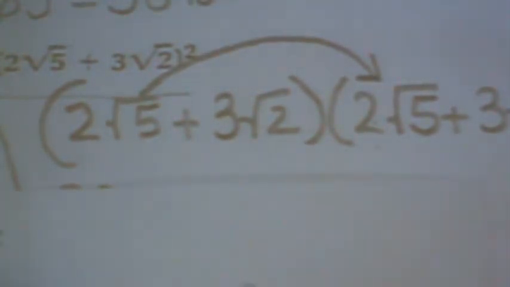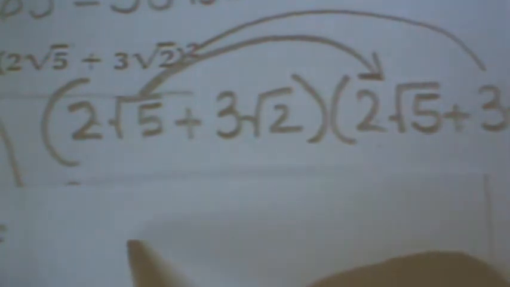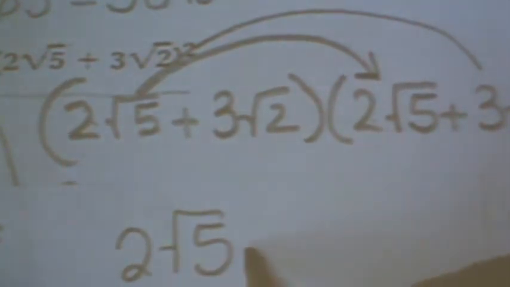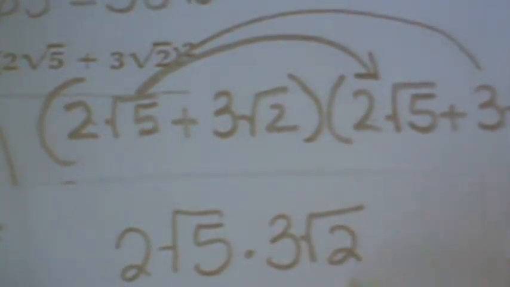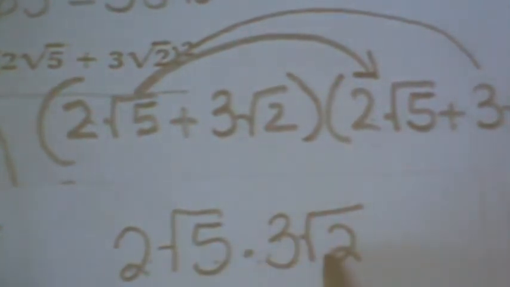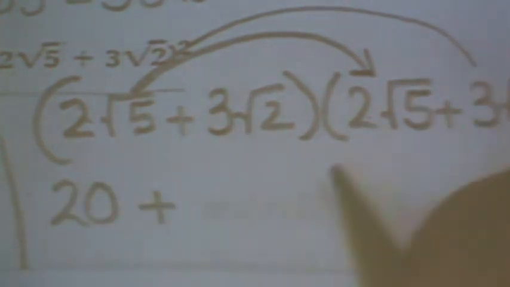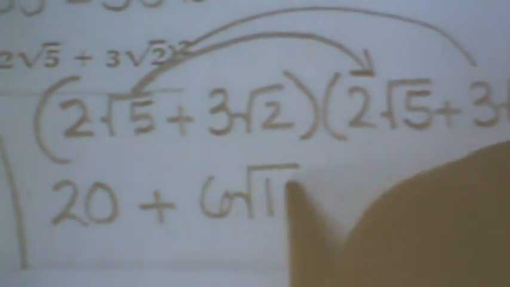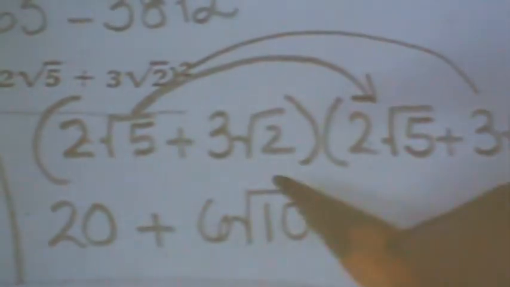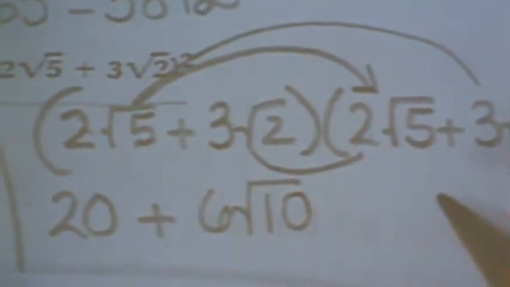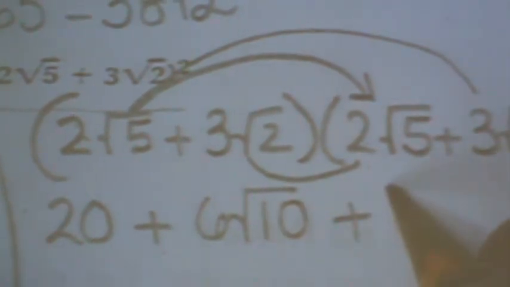So now what's 2 root 5 times 3 root 2? 2 root 5 times 3 root 2 is what? That's 6 root 10. And guess what? Because these are identical, what do you think that's going to be? It's going to be another 6 root 10.